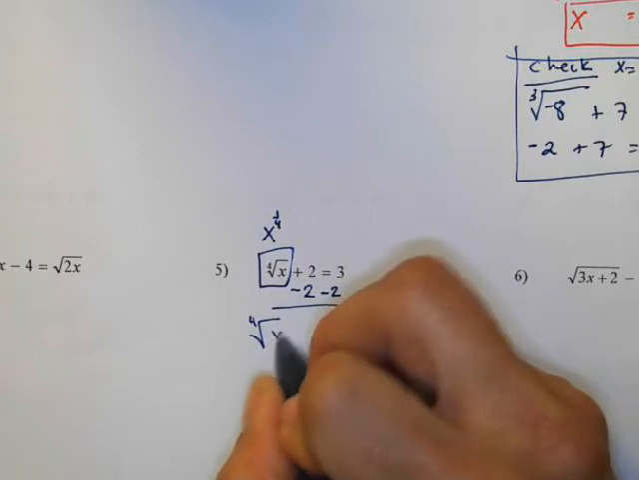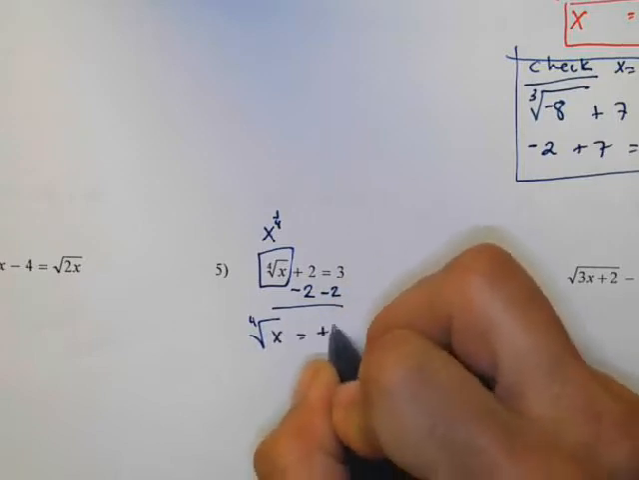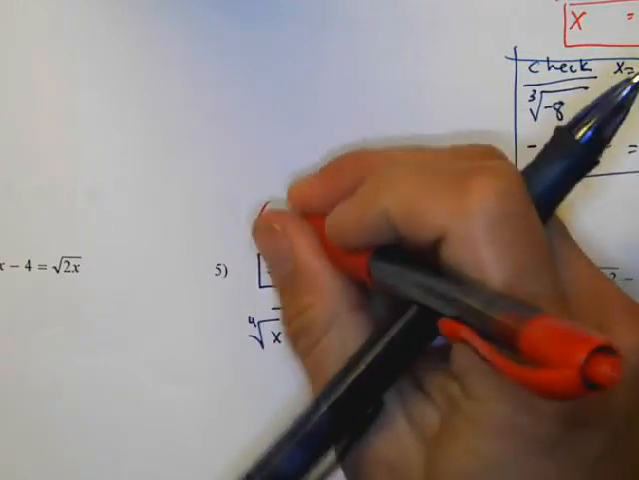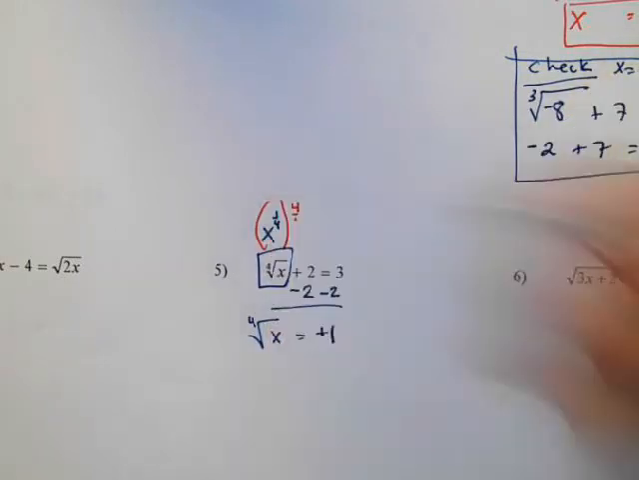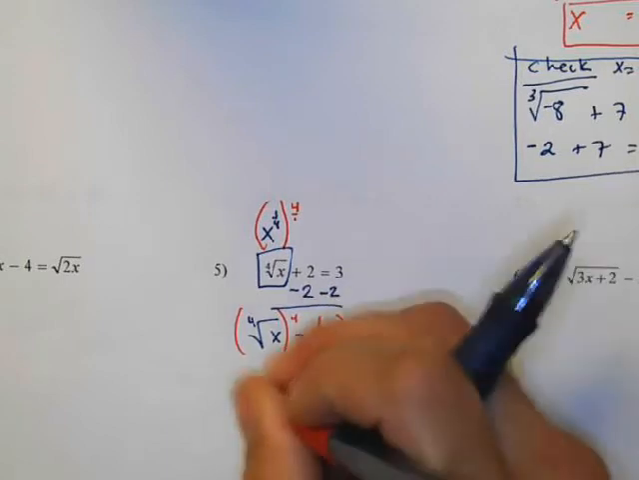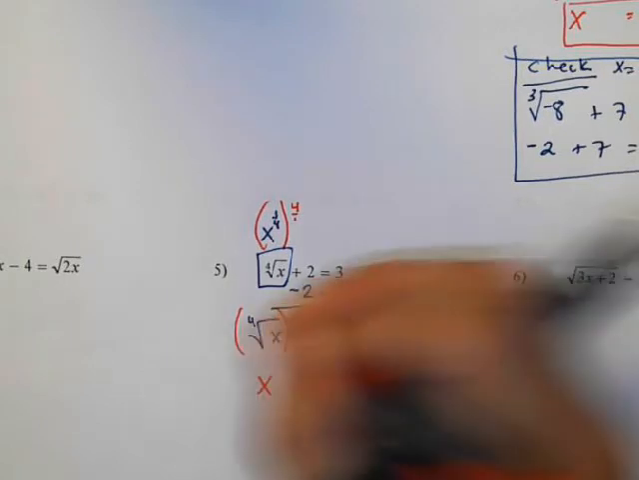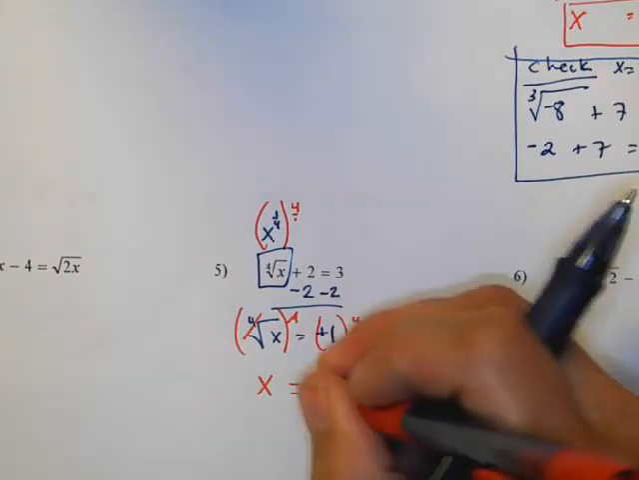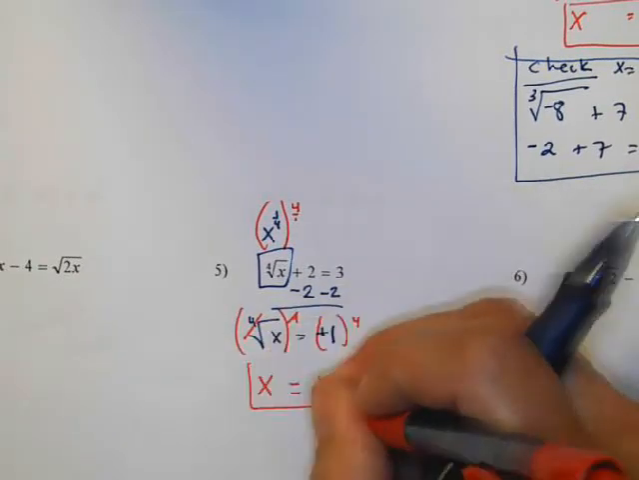The 4th root of x equals +1, not -1. And then I'm going to raise it to the reciprocal power. The reciprocal of the 1/4 is 4/1, so I'm raising it to the 4th power here. When you take the 4th power of the 4th root, they cancel each other out. And then 1 to the 4th power is just 1.